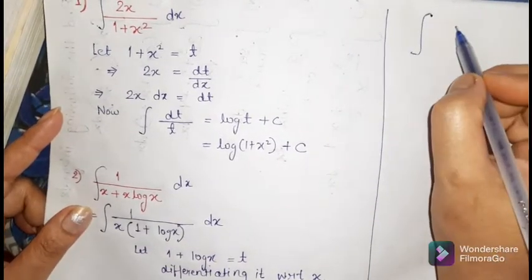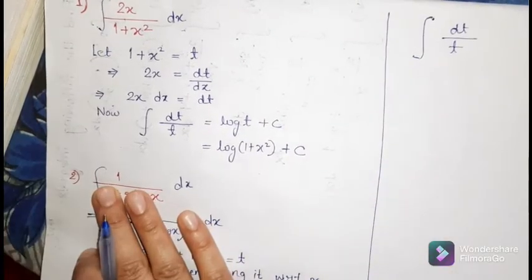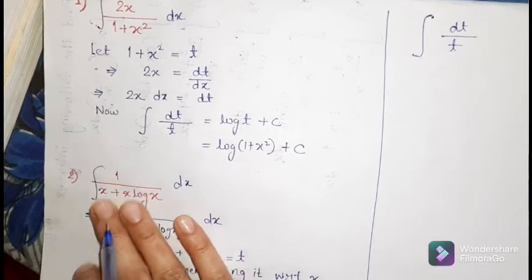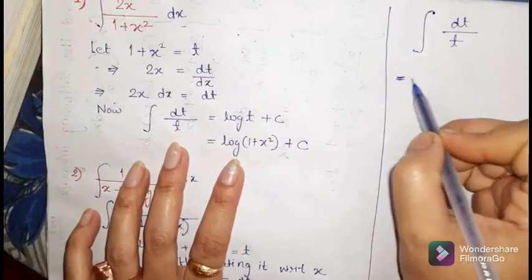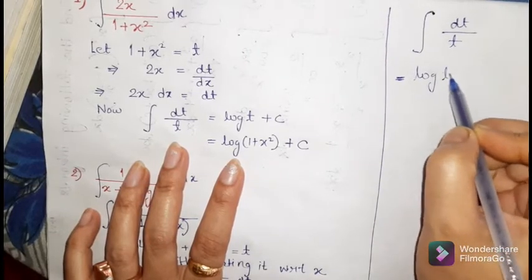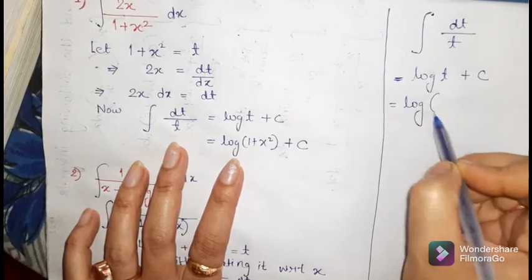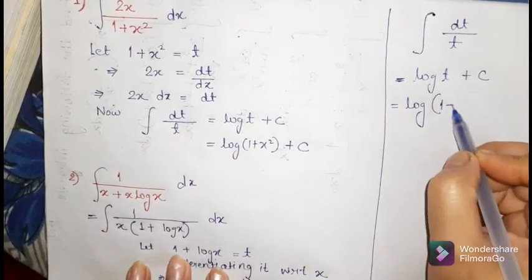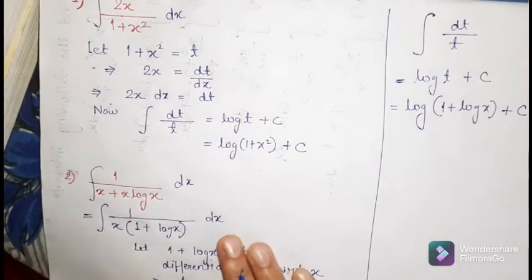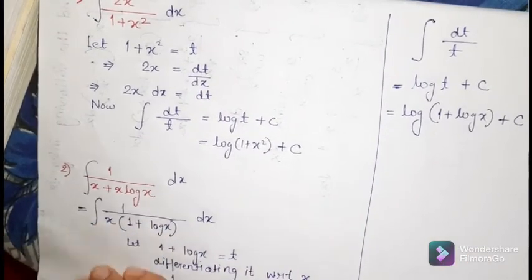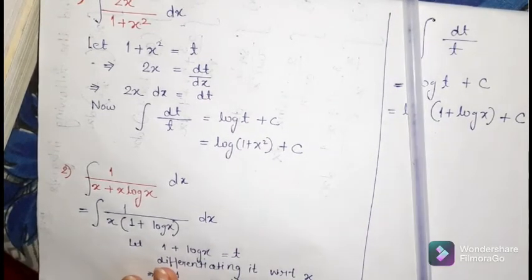integration of dt by t, right? So again, similar to this one, it is log of t plus c, and in place of t we have to write 1 plus log x plus c. So this is the result of this question. In this way you have to use the substitution method.